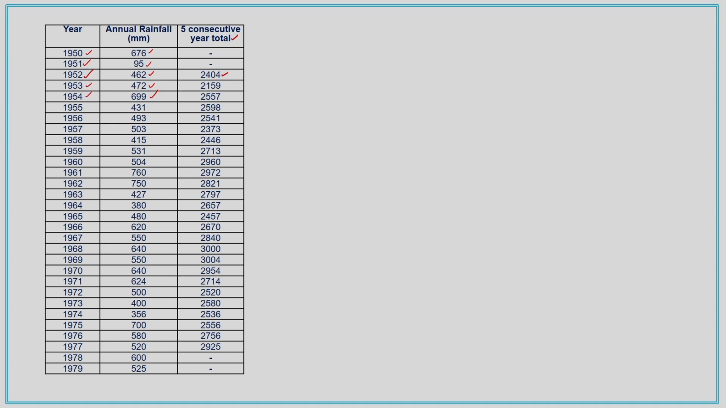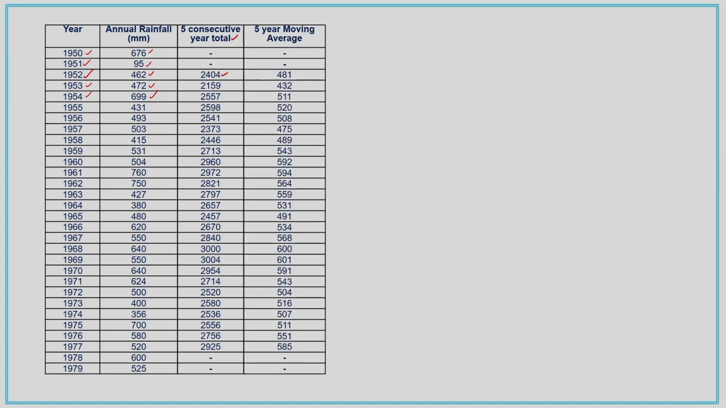Now, this is the total. Next we need to calculate the average value. What will we be doing? We will divide the 5 consecutive year total by 5, so we will get the 5-year moving average. If you look at the end of the table, corresponding to 1978 and 79, we do not have the moving average data, because for calculating the 5-year moving average we do not have the data beyond that. So we have to stop here at 1977.